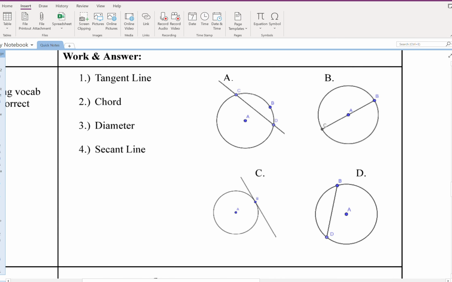A tangent line is a line that touches a circle at one point. So I can say number one is down here, or I can say C is up here.